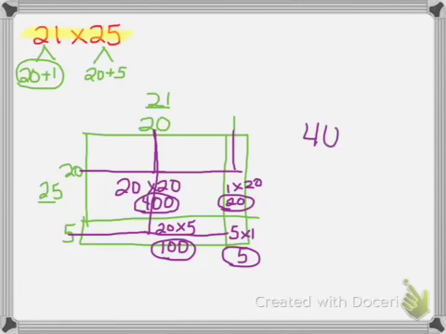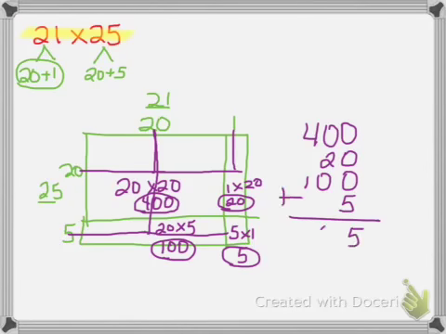So I take all of my products and I add them all up. And when I add them up, I'm going to get 625. Or not 600, wow. 525, my bad there.